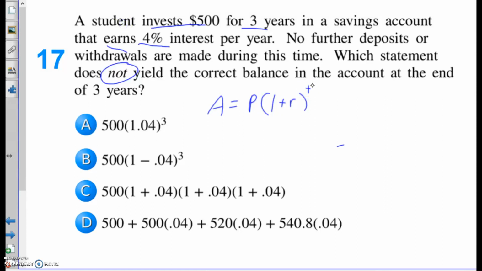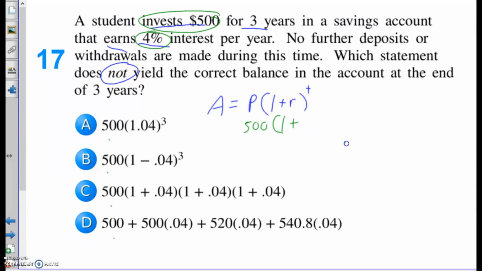raised to the t. Now, what you have to be careful with, the part that people mess up the most, is this r value right here. The p is the initial or principal, and that's what we're starting with. So we invest 500, we see that all of these start with 500. Then the 1 plus r, so the r is the trick. This 4%, you can't just do 1 plus 4. So 500 times 1 plus 4 is not the same thing as 4%.